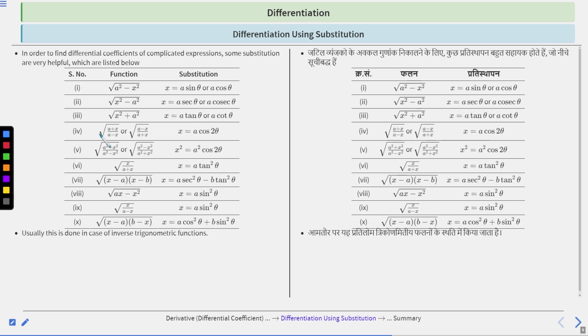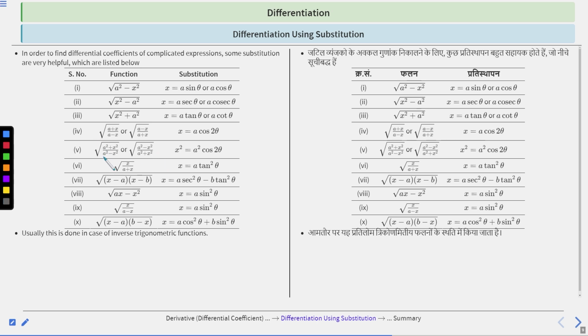Now, if the function is of the form root over a plus x upon a minus x, or root over a minus x upon a plus x, just put x equal to a cos 2 theta. Here, by putting this, you will get a plus a cos 2 theta. That means 1 plus cos 2 theta upon 1 minus cos 2 theta. So you can apply the formula of cos 2 theta in terms of cos square theta and sin square theta, right? And this function will get simplified, right?